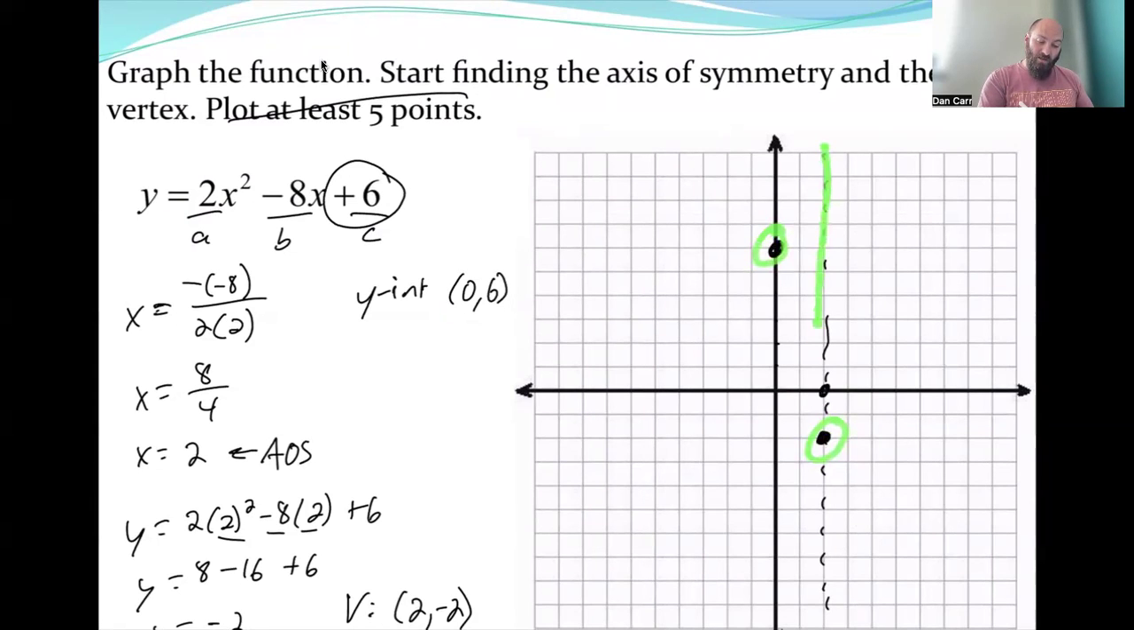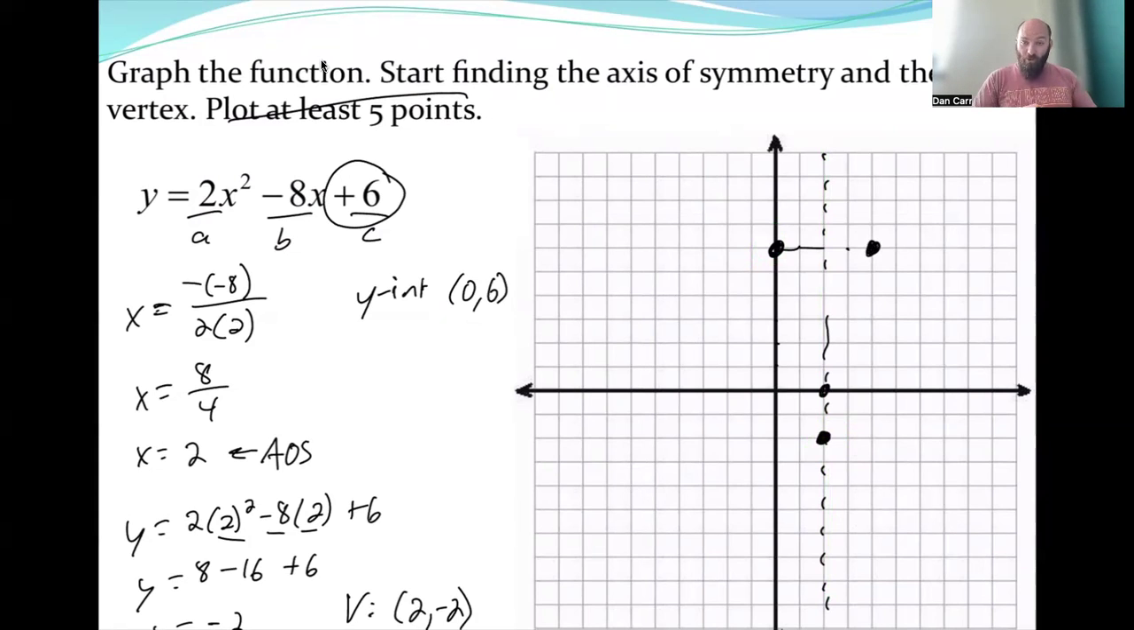So here's what I can do. Let's use that symmetry idea. If this point is on the graph, then I can go 1, 2 spots over to get to the axis of symmetry. And then I can go another 2 spots away. It has to look like this.